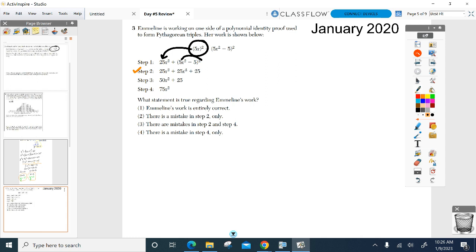Good. 25x squared plus 25x squared equals 50x squared? Yeah. Okay, so that looks all right. Now let's look at step three to four. Step four was wrong. It's not just wrong, that's embarrassing. Right? I can't combine those to get 75x squared. So actually she made two mistakes, step two and step four, okay? We all right how I know it's step two and four? Looking at her work and why?